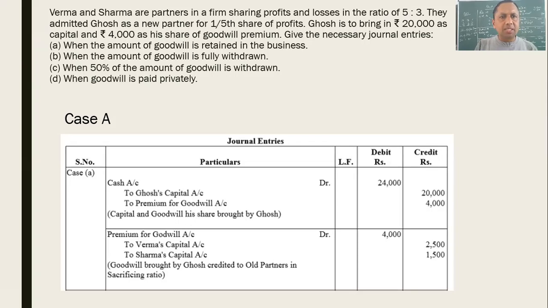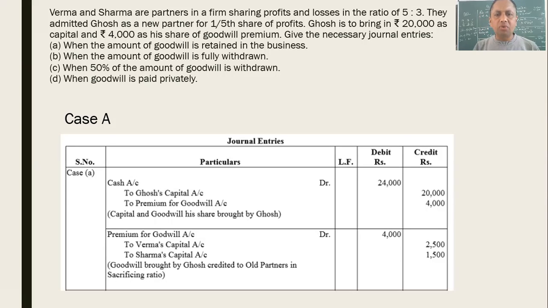In this, when the amount of goodwill is retained in the business, when premium for goodwill brought by the new partner is retained in the business. So the first entry is cash account debited to Ghosh capital to premium for goodwill. Ghosh capital is credited by 20,000, premium for goodwill is credited by 4,000 and the total value debited in cash account is 24,000.